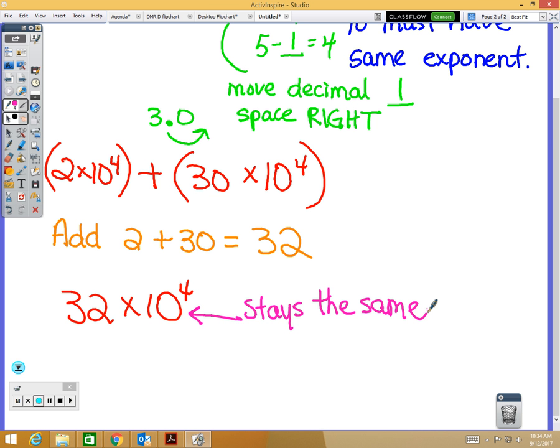So again, because they both had a 10 to the 4th, that allowed me to do 2 plus 30 to get 32. And then I just kept my 10 to the 4th in my answer.